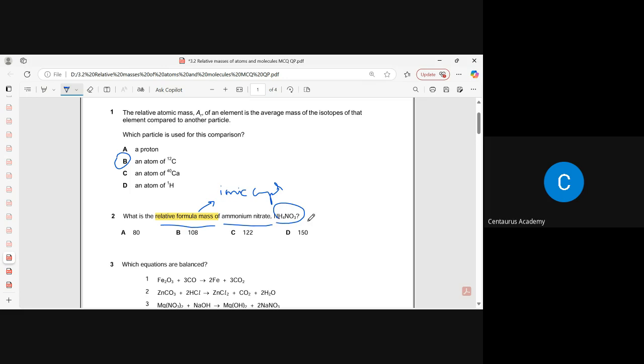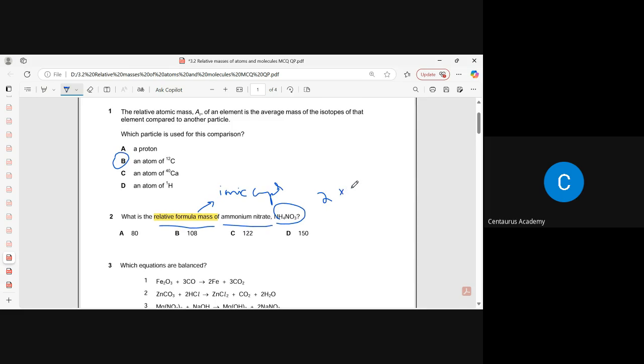So here we have two nitrogen atoms, which is going to be 2 times 14, which is the relative atomic mass of nitrogen. Hydrogen is 4, and the relative atomic mass of hydrogen is 1, so 4 times 1. And then you have 3 oxygen, so 3 times 16. You're going to sum it up. Whatever the answer comes up is going to be your final answer. Here, the correct answer is 80.